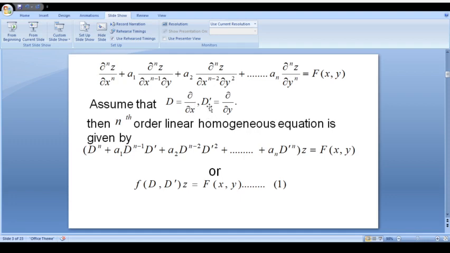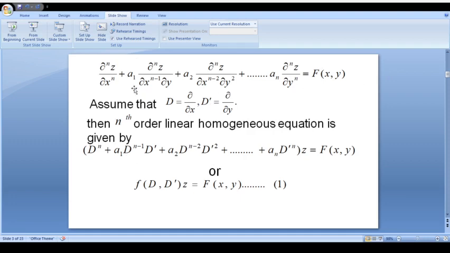Now to find its solution, we assume that D is equal to dou by dou x and D dash is equal to dou by dou y. Then the nth order linear homogeneous equation is given by, substituting D as dou by dou x and D dash as dou by dou y in this equation, and it takes the form of this one.